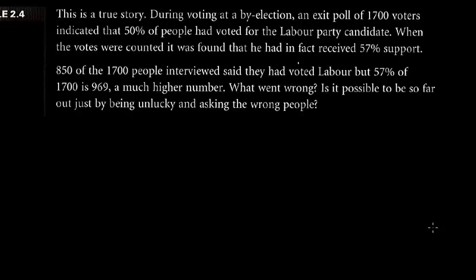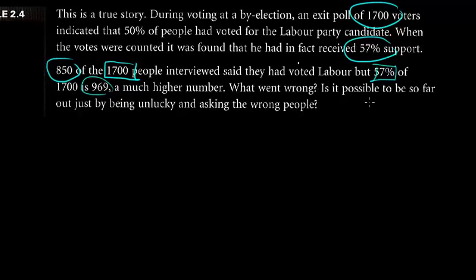This, children, is a true story. During voting at a by-election, an exit poll of 1,700 voters indicated 50% of people had voted for the Labour Party. When the votes were counted, it was found that, in fact, Labour had 57% of the support. 850 of the fixed number of people said they voted for Labour, but 57% of the 1,700 is 969, a much higher number. What went wrong? Is it possible to see how lucky they were?